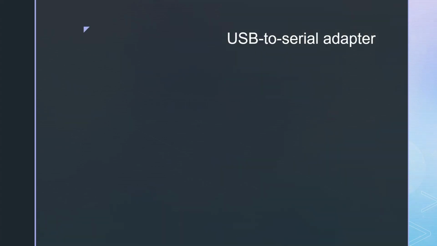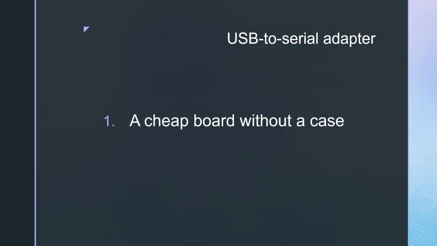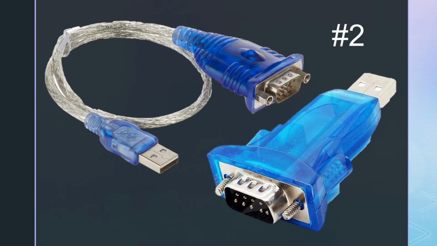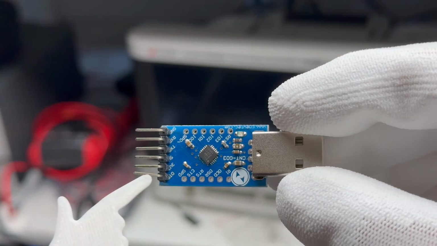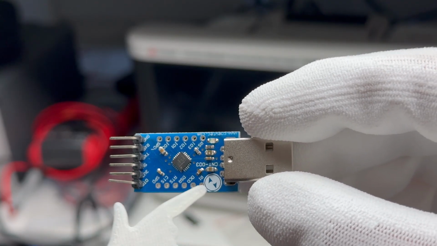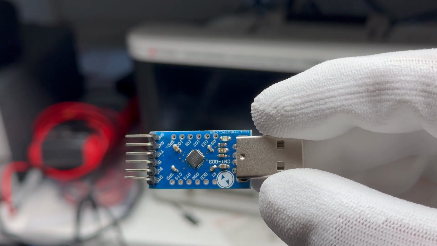Next, we have to find a USB to serial adapter that exposes these pins. Here we have two possibilities. Number 1, a cheap board without case. Number 2, a serial cable or adapter with a DB9 connector. Number 2 always exposes the needed pins because they belong to the standard. For number 1, you have to check before hitting the order button. I enclose some product links in the description for your comfort.